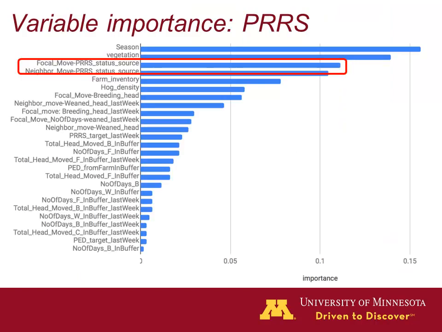So these are the same results for PRRS. The previous ones were all PED. It turns out, maybe unsurprisingly, PRRS is a little bit harder to predict. So we're still working on this, and I'm not going to spend as much time on the results here. I'll just highlight that again, we see the status of the source farms of the movements are really important, both the movements into the focal farm itself as well as the movements into the neighboring farm. So where those pigs are coming from is important for being able to make these predictions.